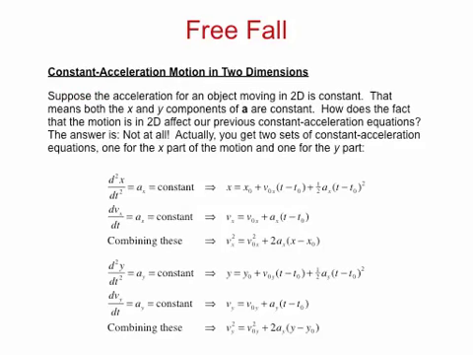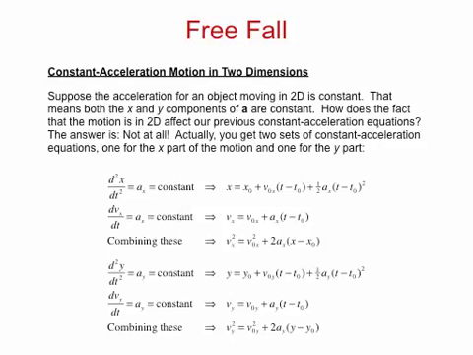Okay, now that we've reviewed the meaning of kinematic concepts in 2D, let's see how motion at constant acceleration works in 2D. Free fall in 2D is then just a special case. Suppose the acceleration of an object moving in 2D is constant. That means both the x and y components of the vector a are constant. How does the fact that the motion is in 2D affect our previous constant acceleration equations? The answer is: not at all.